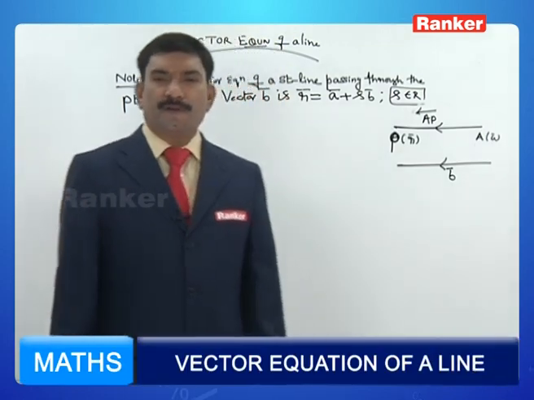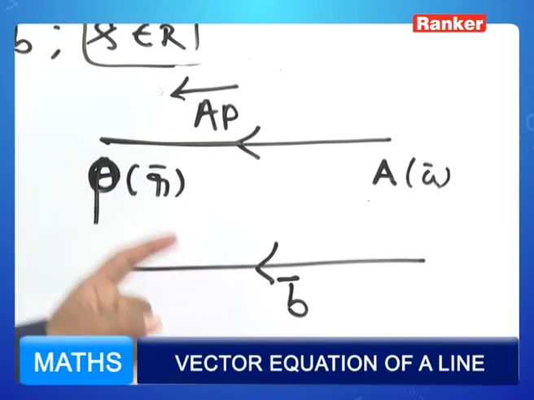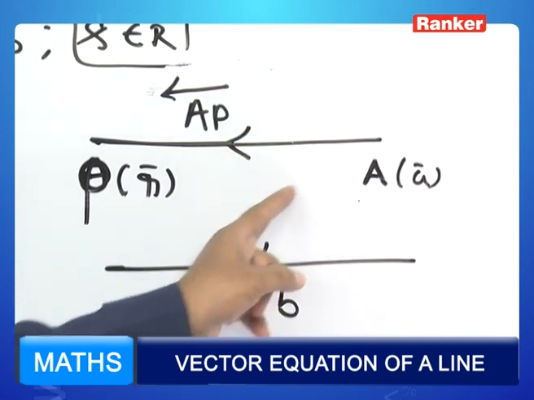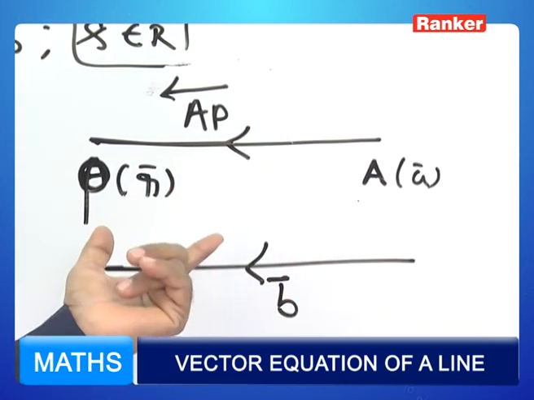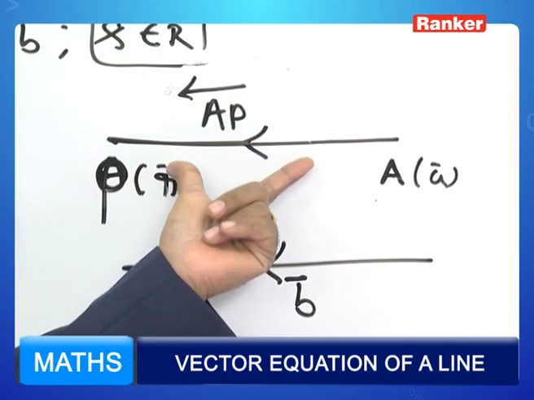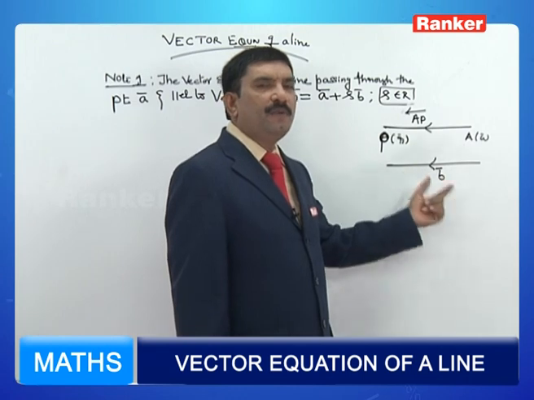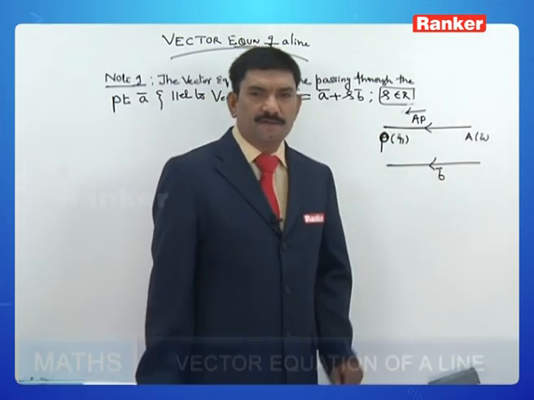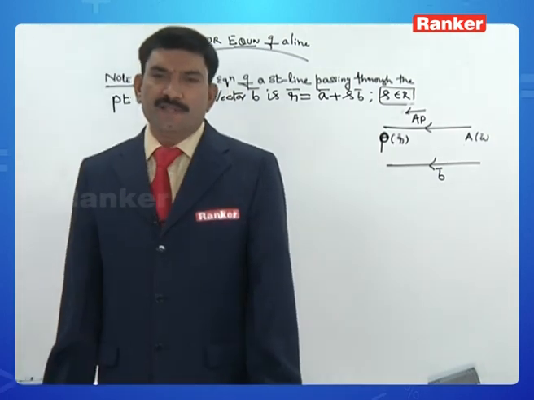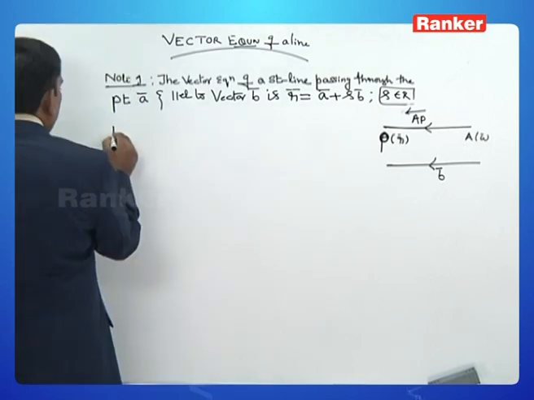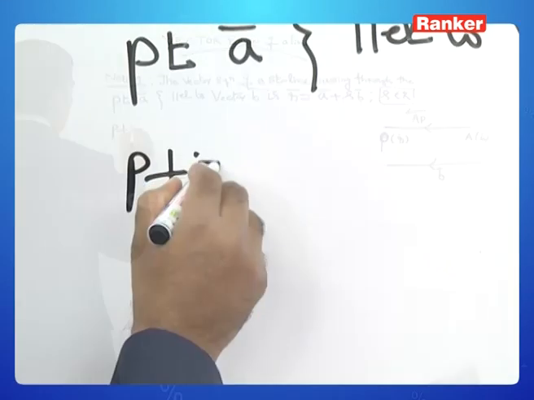R bar. So therefore, the line is passing through the point A bar. You can take it in this direction or in that direction as you please. This is P of R bar. For this line AP bar, B bar is a vector parallel to it. Let us see how.